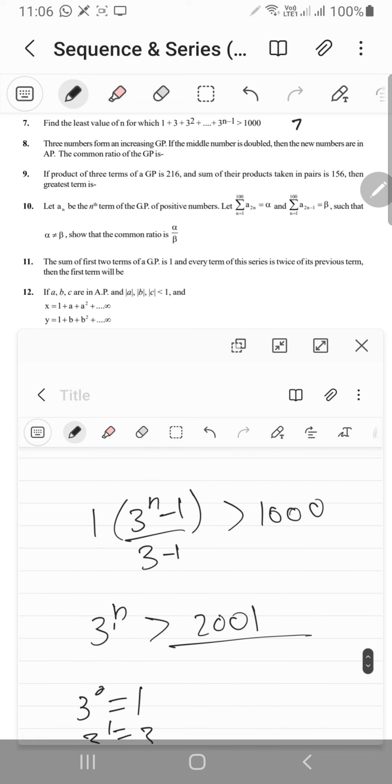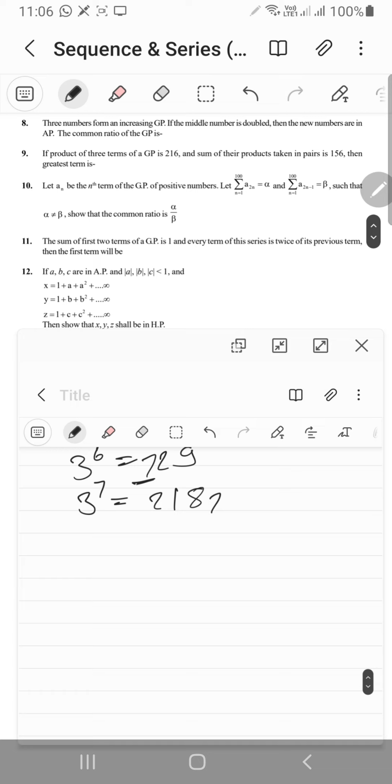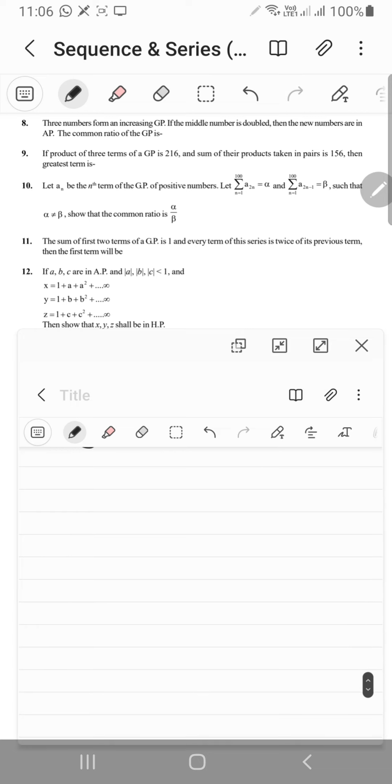Yeah, next. 3 numbers from an increasing GP form an increasing GP. If the middle number is doubled, so if this is like A upon R, A and AR. Oops, not AR. A and AR. This is the GP, for example. If the middle number is doubled, so now you got 3A. And now these numbers are in AP.